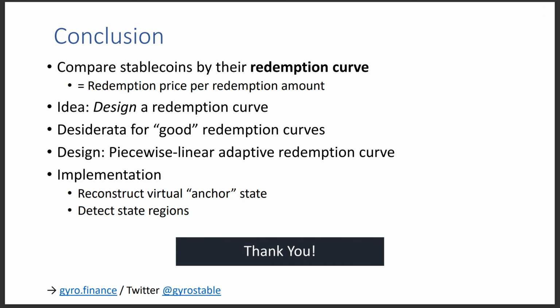So to conclude, today I have shown you a way to compare stablecoins by the redemption curve. I've shown you the idea of designing a redemption curve to design a primary algorithmic market maker. We've talked about this piecewise linear adaptive redemption curve, and I've talked about the implementation.